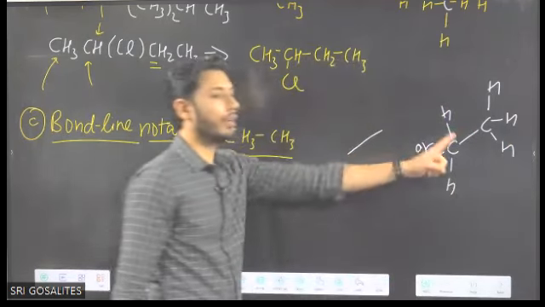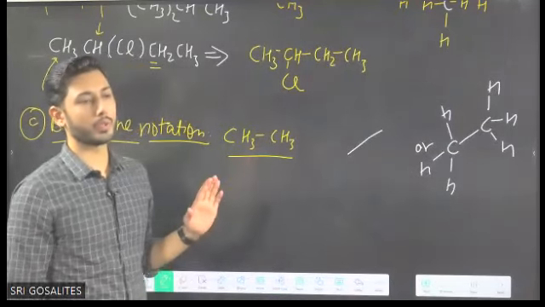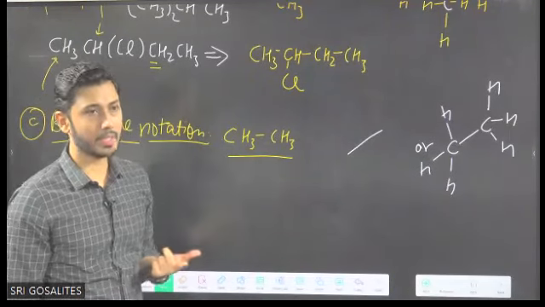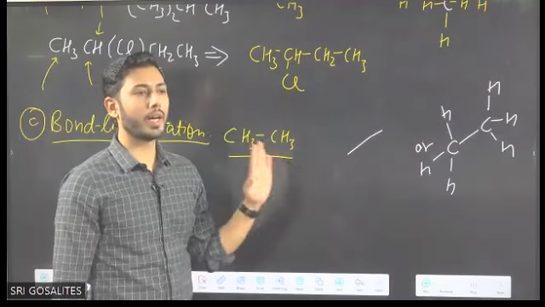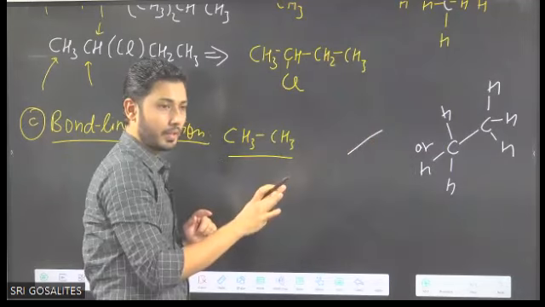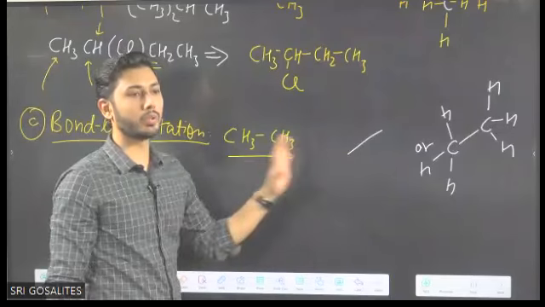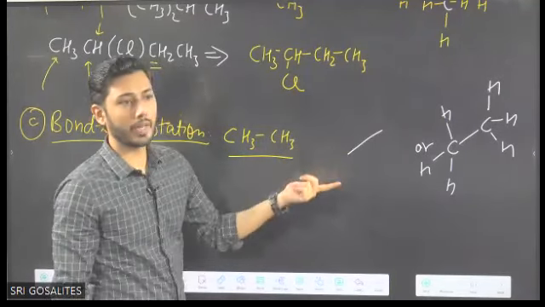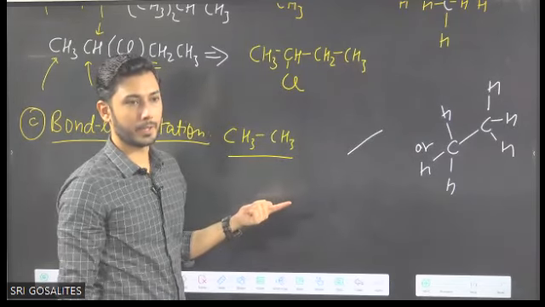That is the meaning of bond line notation. No need to mention carbon and hydrogen. Other elements we can show in bond line notation, but carbon is understood at the starting point, ending point, and any vertexes, which I'll give in the examples, those are also carbon. And valency will be completed as per the point that carbon is tetravalent. Okay?